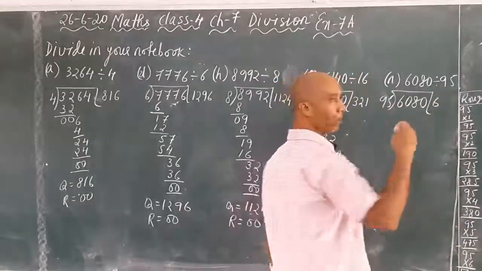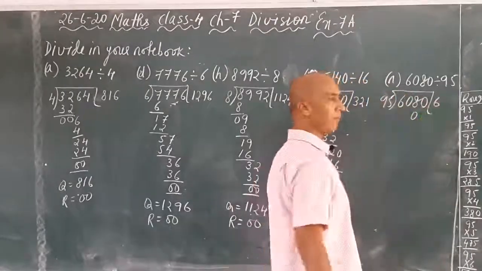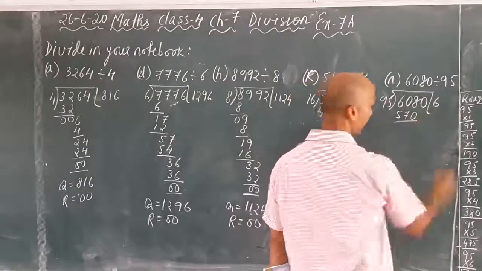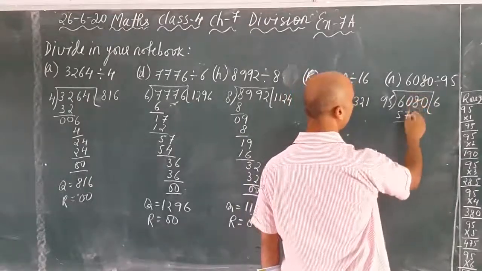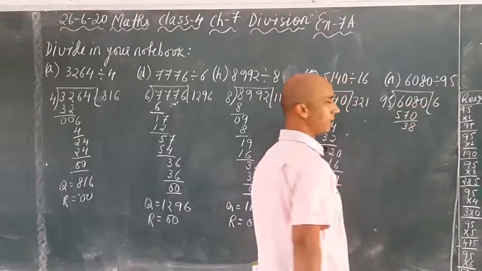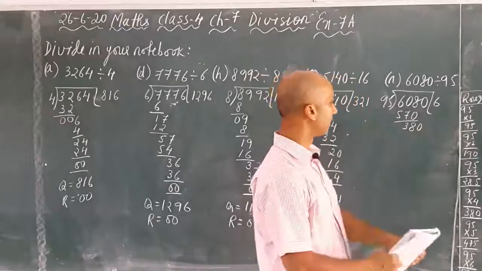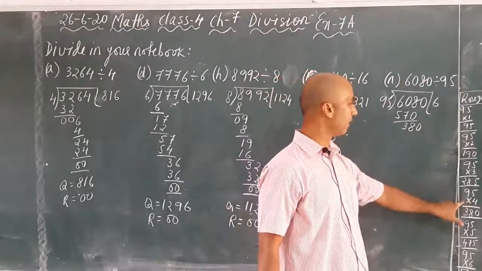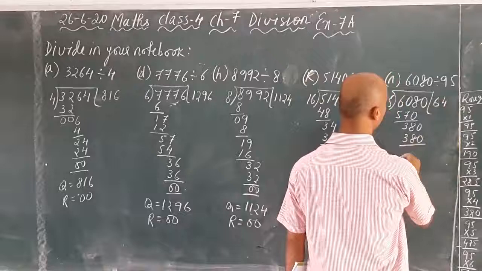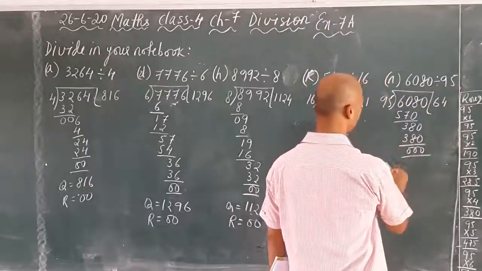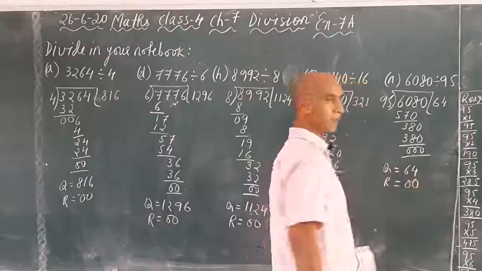So 6 times. Now suppose you have to check it. So 6 5s are 30, so 0 carry 3. 6 9s are 54 plus 3, 57. 570. That means both are the same. So from 608, subtract 570, remainder 38, bring down 0, 380. You can see there is 380 over here, so that means 95 will go 4 times, that is 380, remainder 0. So the quotient is 64 and the remainder is 0.